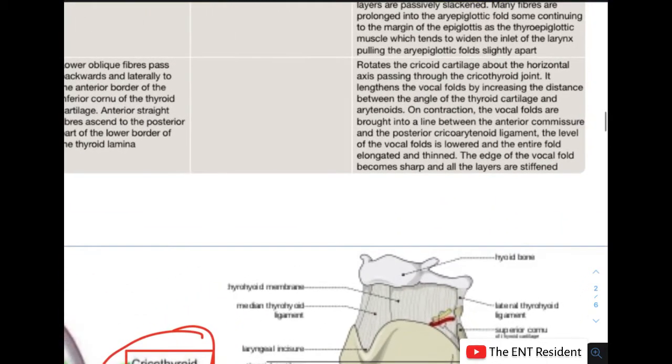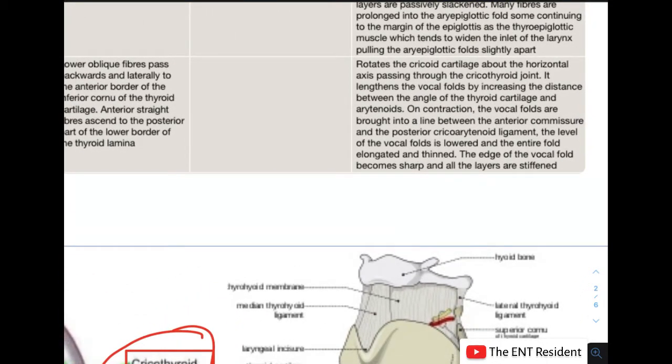The function of this cricothyroid muscle is that it tenses the vocal cord. What happens is that it rotates the cricoid cartilage about a horizontal axis which passes through the cricothyroid joint.